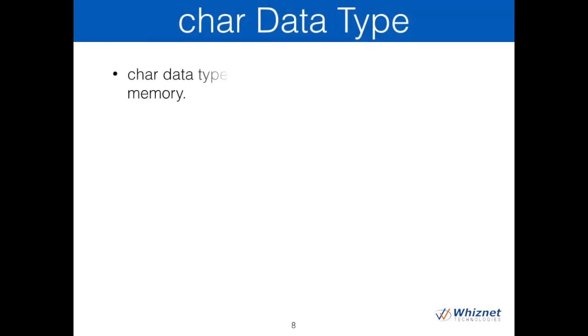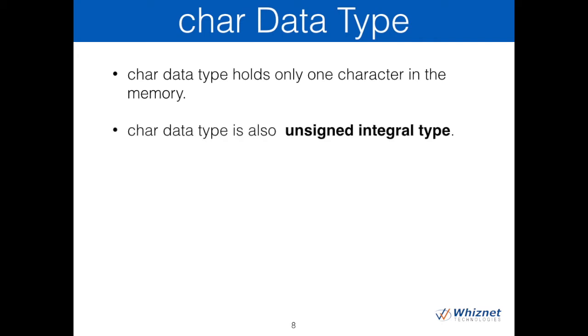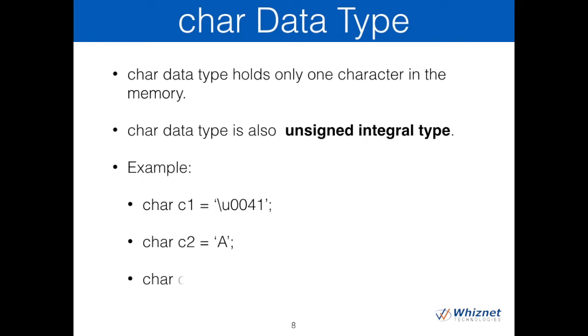Char data type. Char data type holds only one character in the memory. Char data type is also unsigned integral type. Example: a hexadecimal number can be assigned to a char variable. A single character enclosed within single quotes can be assigned to a char variable. A number can be assigned to a char variable.